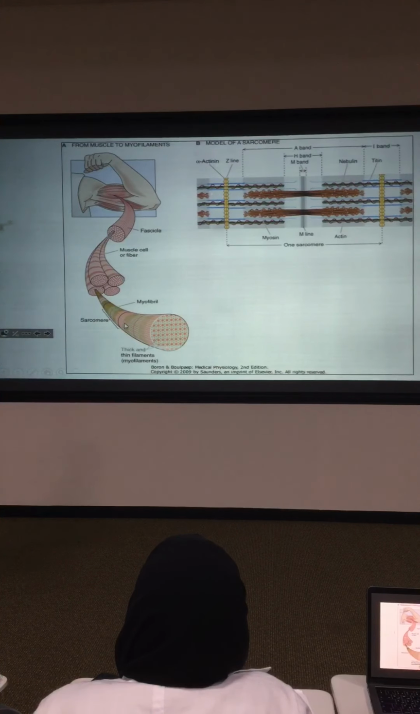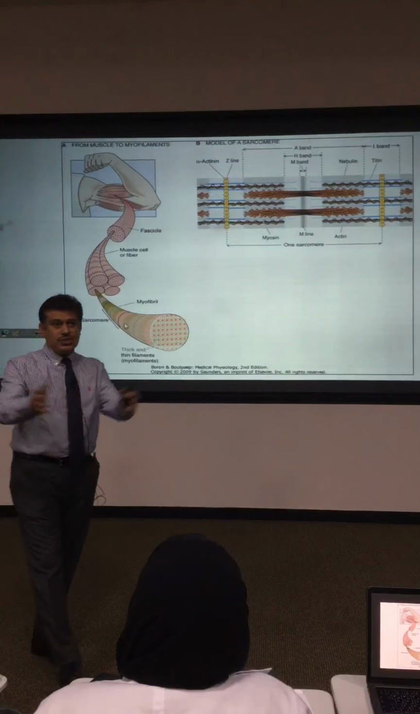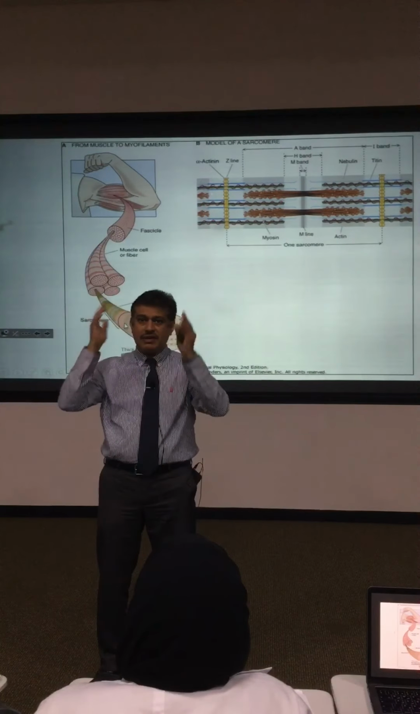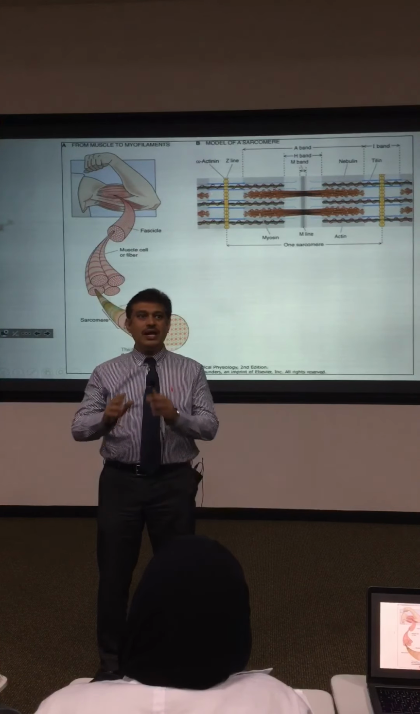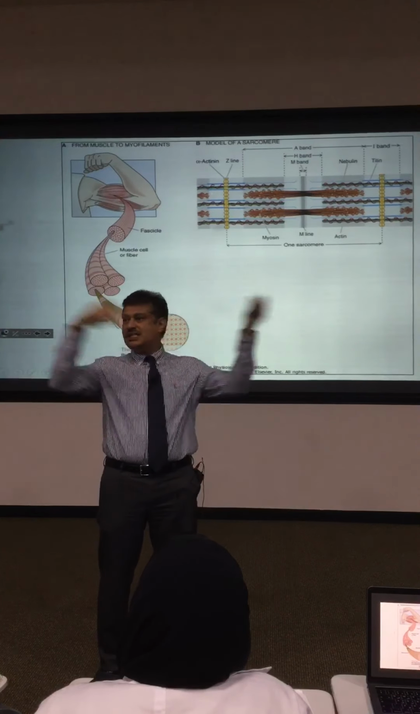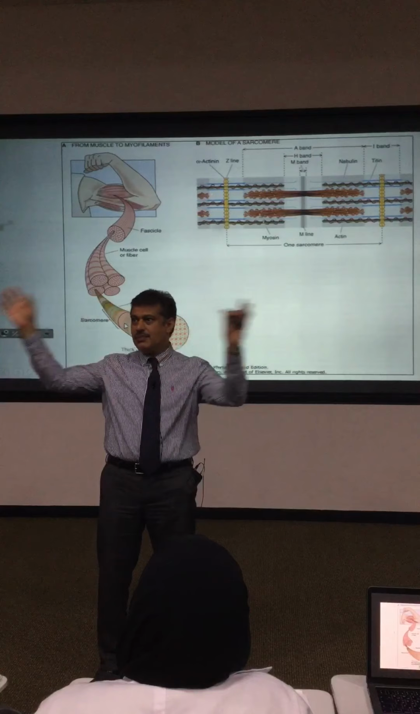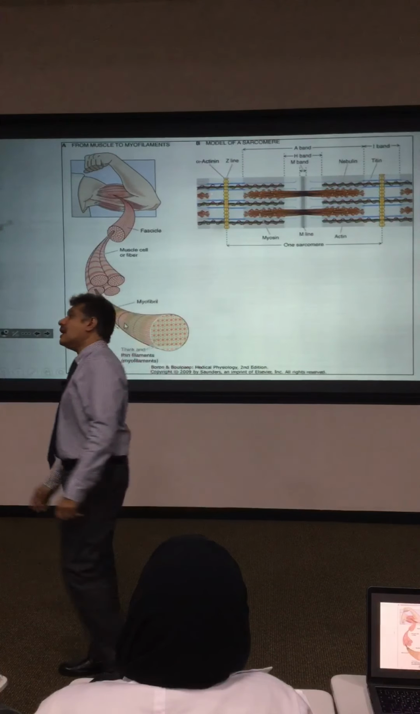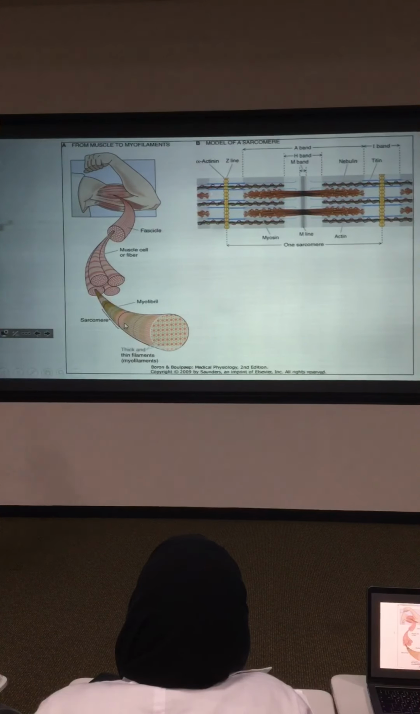If something is arranged in a definite pattern, so you see that you guys are sitting very nicely, in a very organized way. So that's why we see a pattern here. If you randomly sit everywhere, you may not be able to find any pattern. So the pattern that you see here is mainly because the contractile proteins, or the proteins present in the muscles, are arranged in a definite pattern.